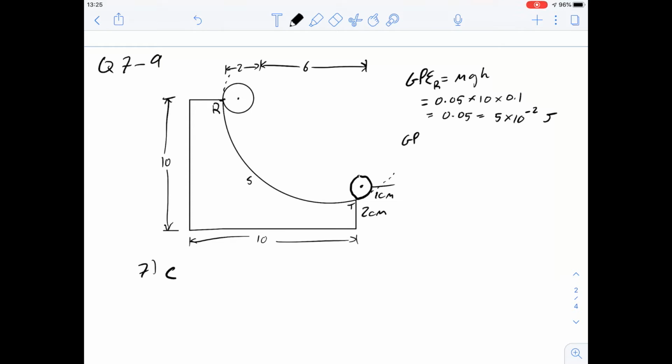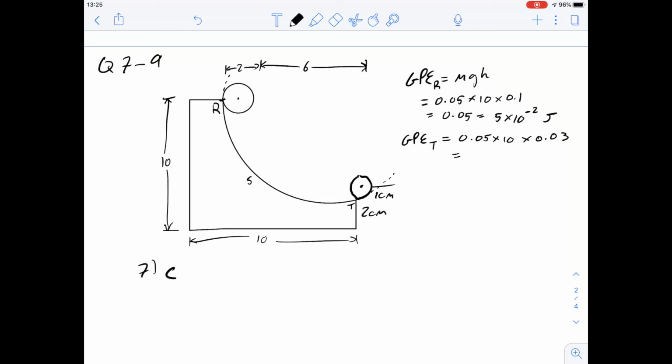So the gravitational potential energy at T, again, is going to be the mass times gravity times the height. The mass stays the same, so it's 0.05. Gravity stays the same, it's 10. And then the height here is going to be 0.03.